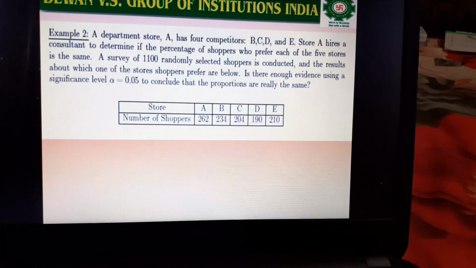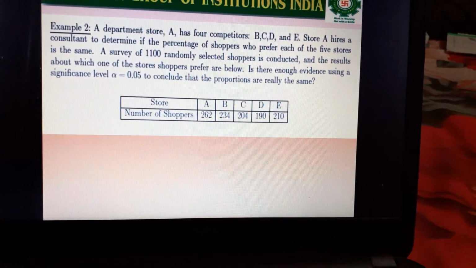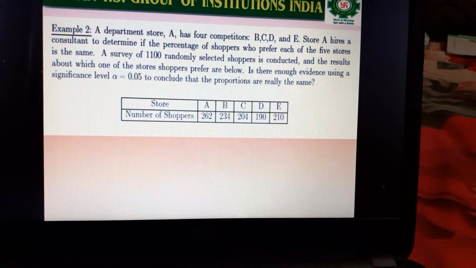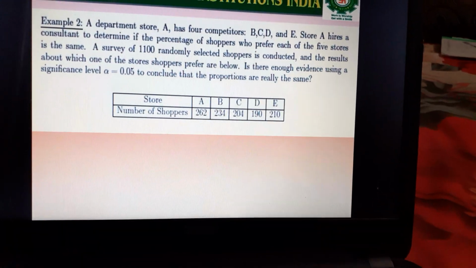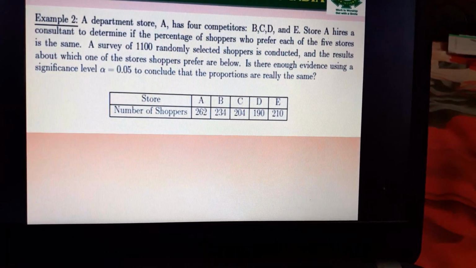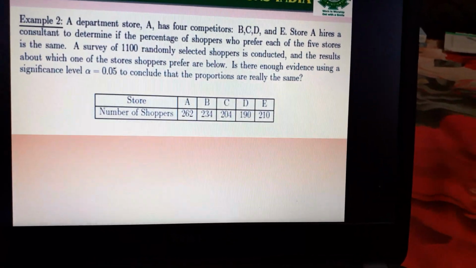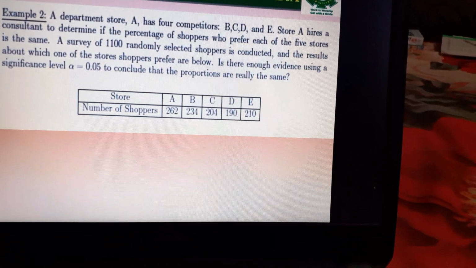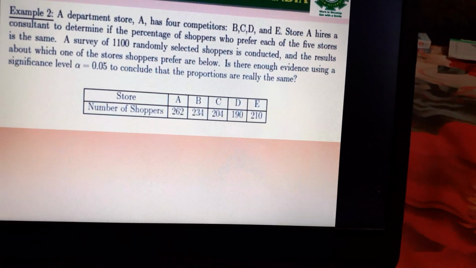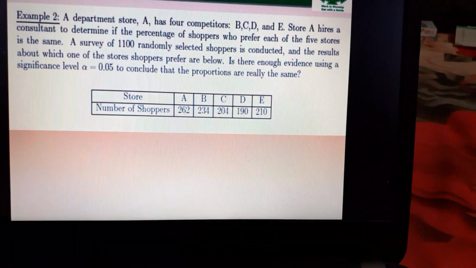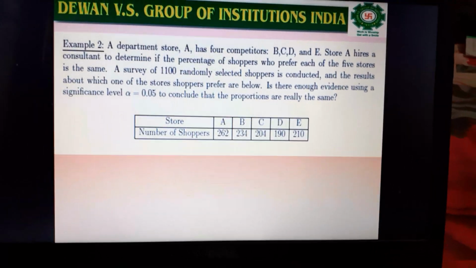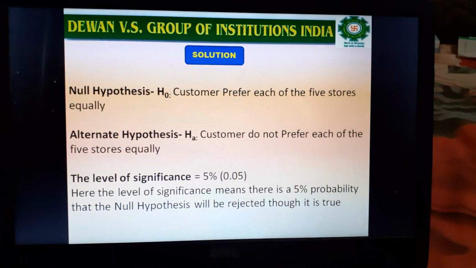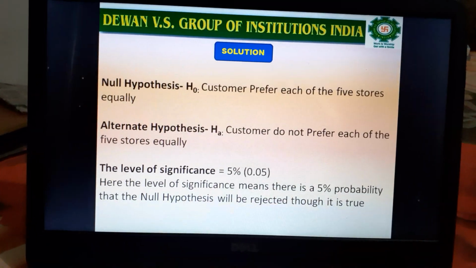The tabular form is given: stores A, B, C, D, and E, and the number of shoppers for departmental store A is 262, for B is 234, for C is 204, for D is 190, and for E is 210. All these numbers of shoppers are considered the observed frequency. Now coming to the main part, what basically the solution of the numerical is.